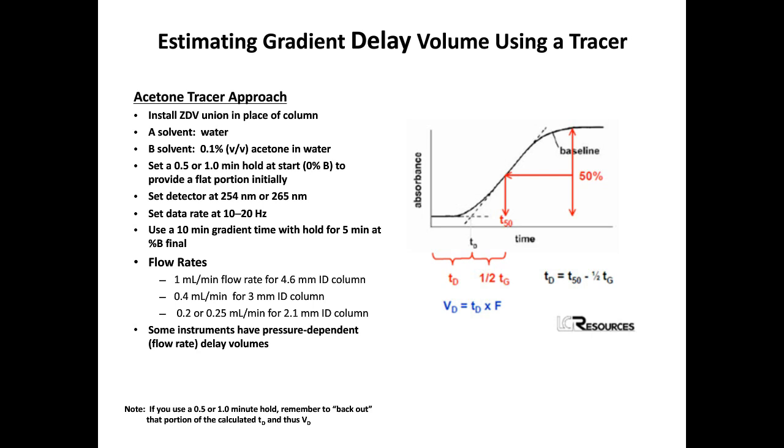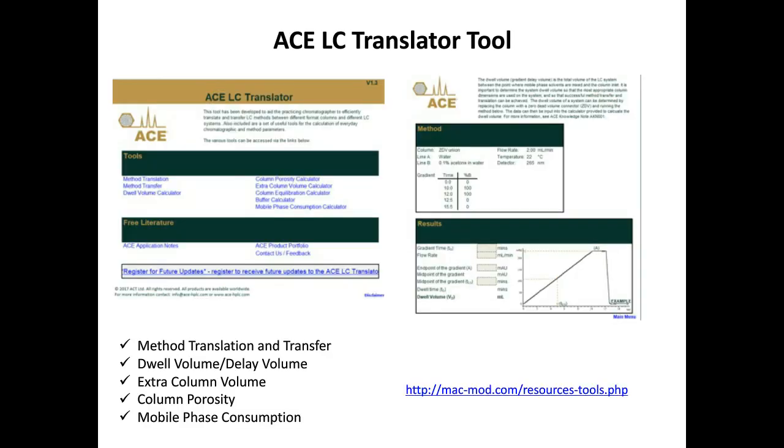I wanted to mention very quickly that we do have an ACE LC translator tool. It's been developed by the manufacturers of ACE. It's available on our website at this link, and it contains a number of different tools for method translation and transfer for isocratic and gradient methods, a little procedure much like on the previous slide for measuring delay volume or dwell volume, even for measuring extra column volume and column porosity. What's really nice is that when you're doing screening or overnight runs, it can do a quick and dirty, pretty good estimation of how much mobile phase in both reservoirs you're going to consume.